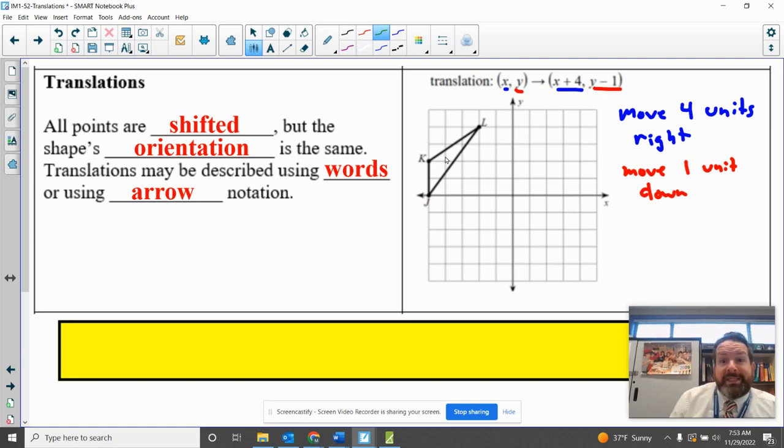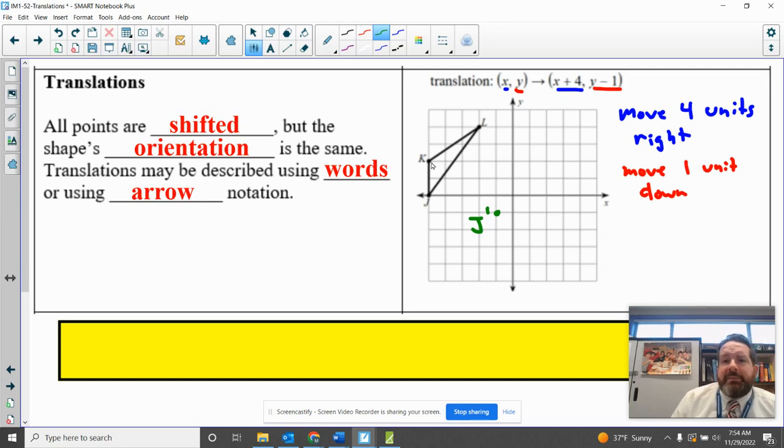Now here's what we do. We take each of these points and we move them just like it says. So for the J, 4 units to the right and 1 unit down. Here's where the new J ends up. The way you denote new J is you put the J with a little apostrophe after it. That's called a prime symbol. It means the new location of the point J.